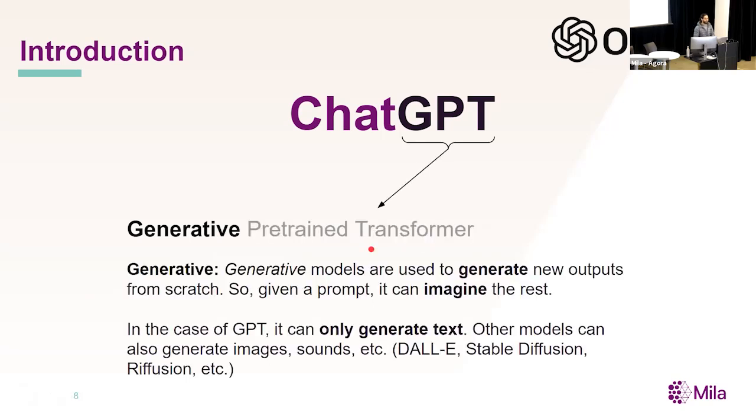First of all, generative. This means that the model can generate new outputs pretty much from scratch. It can invent new things. If you give it some kind of prompt, it can complete the prompt. In the case of ChatGPT, it works on text: give it a bit of text and it'll complete the text. But there can be other types of generative models too. There are generative models for images, and some of you might have played with those, like DALL-E, Midjourney and Stable Diffusion. You could generate images, sounds, all sorts of things. If a model does some generation, then it is considered a generative model.